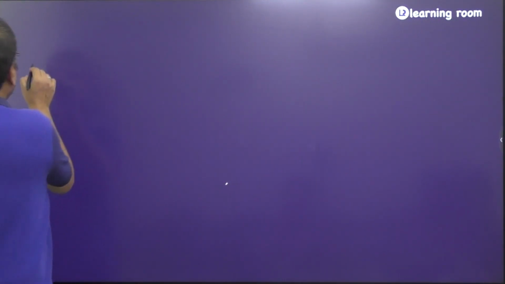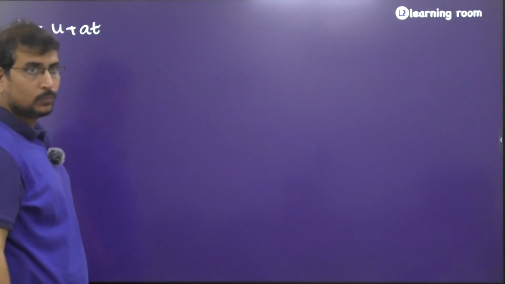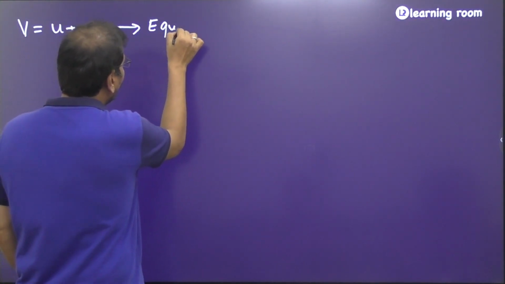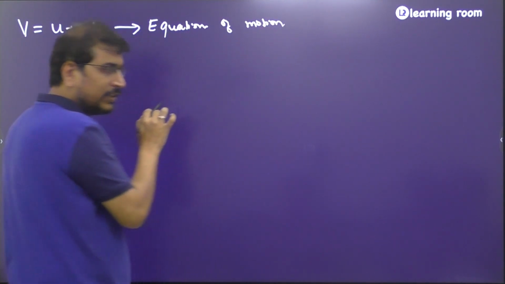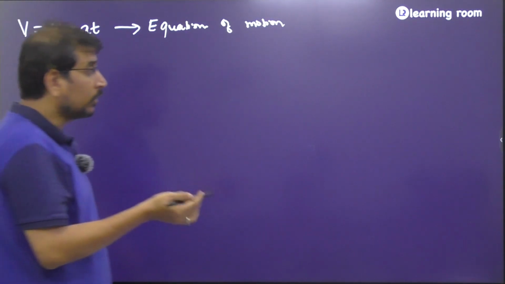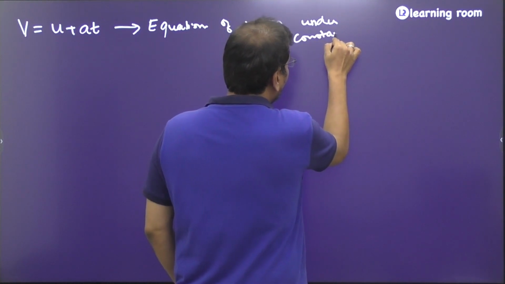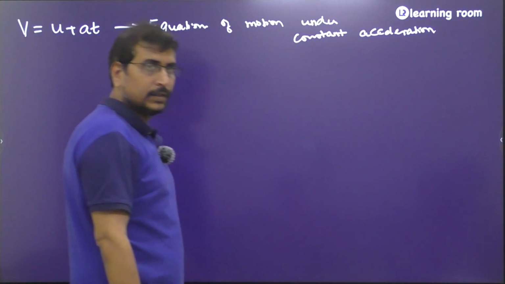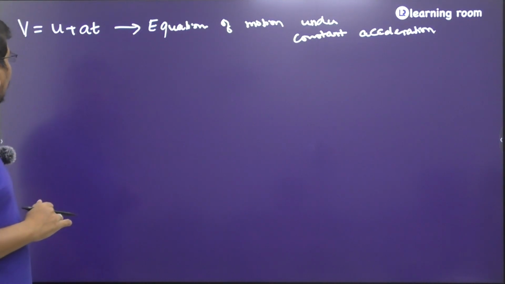See, in your lower grades, you would have seen this equation v is equal to u plus at. What is this? It is basically one of the equations of motion. Under what concept? When an object is moving under constant acceleration. Am I right?